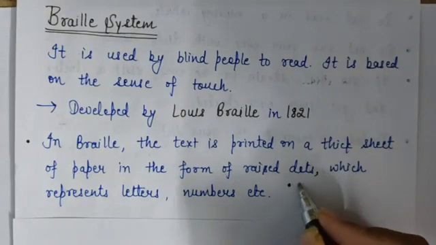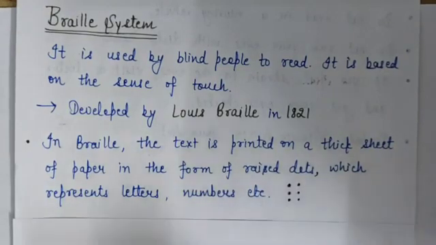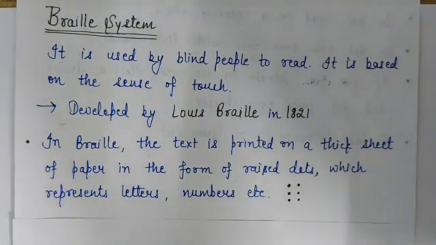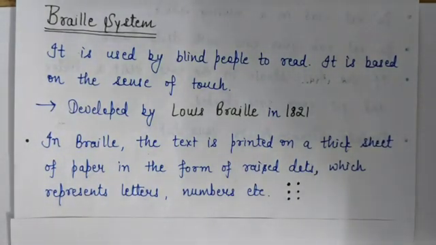It consists of 6 dots like this, and one or more dots are embossed. In that array one or more dots are embossed so that they are projected slightly above the surface of the thick paper. And this rectangular array of raised dots is called a Braille cell.